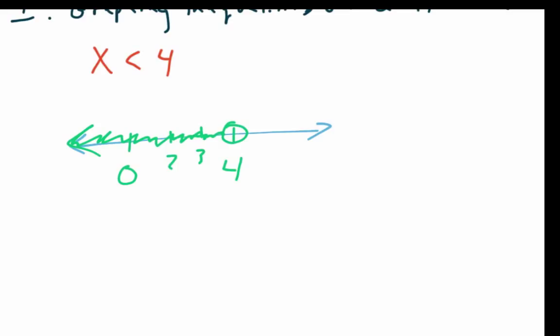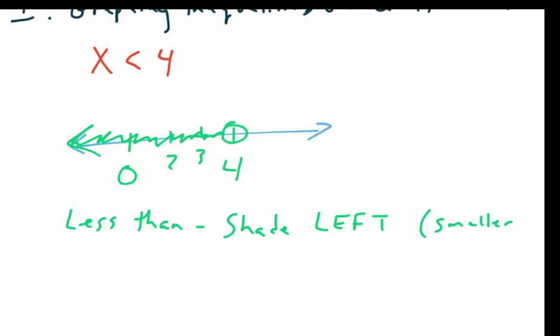Does that make sense? I have in my notes to write less than shade left. That'd be helpful to you guys? Or why not? I'll write it. So less than. If you have the less than on a number line, you always shade to the left, because that's where the smaller numbers are going to be. Smaller numbers are always on the left. And then we could do the open circle with a less than, because less than doesn't include the number that's on one side of the equation.